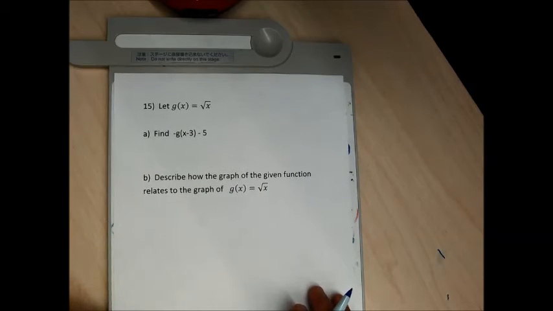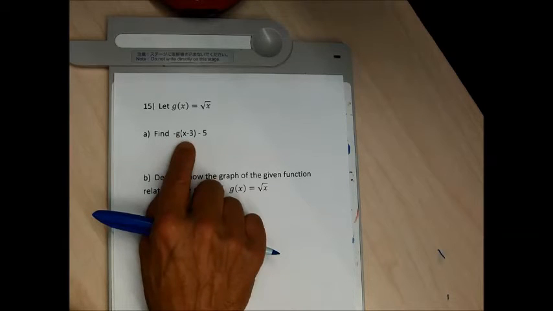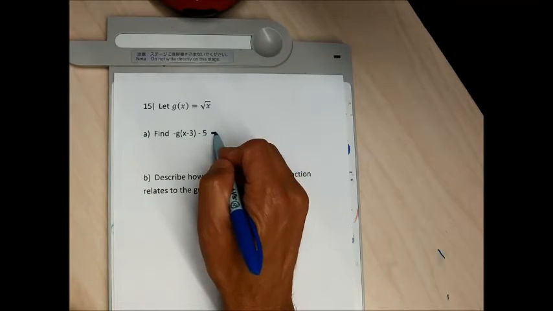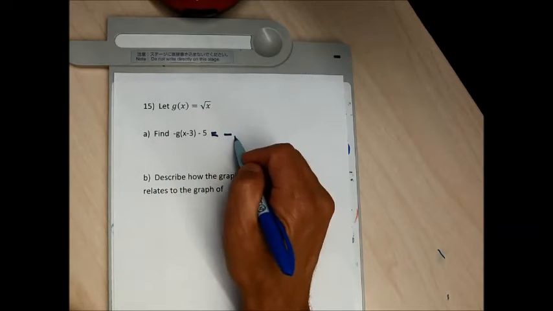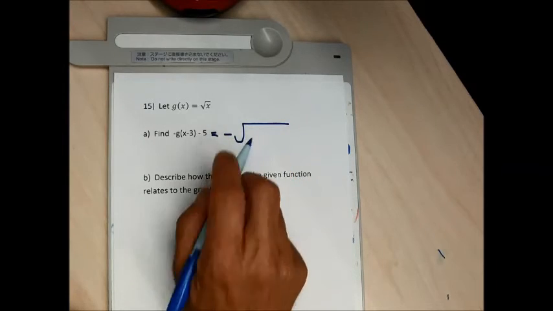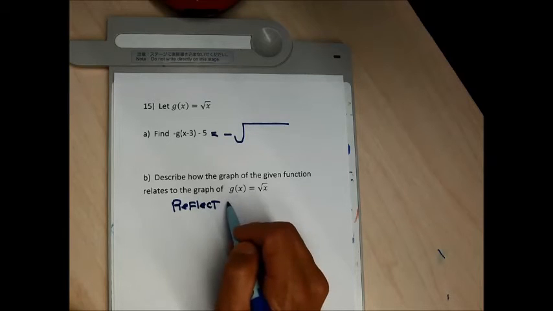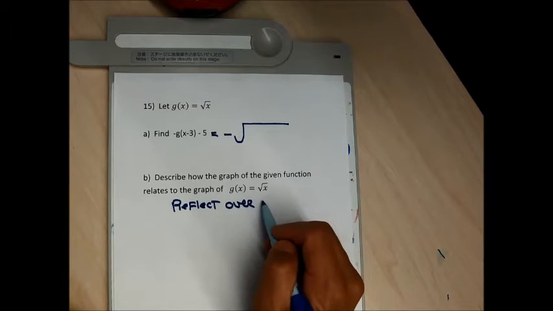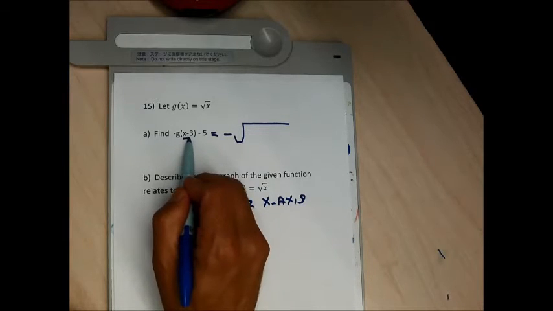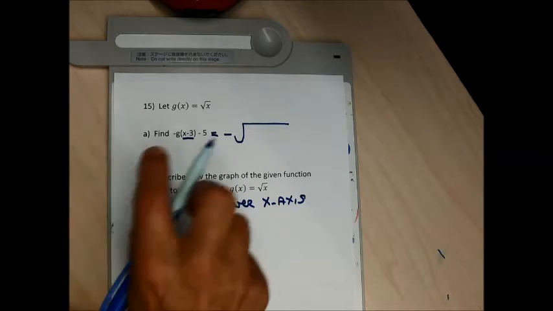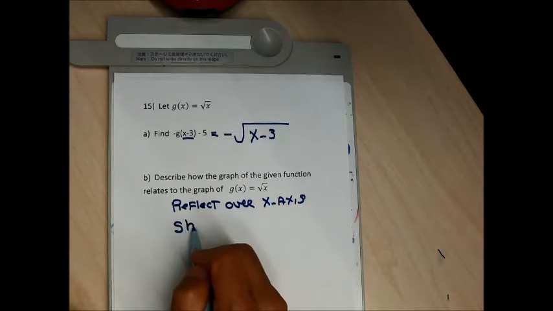15 gives me the function g of x equals the square root of x. It wants me to find negative g of x minus 3 minus 5. The negative, because it's written in front of the g, is going to get written in front of the square root when I go to find each function. That's going to reflect the graph over the x-axis. When I go to describe what the graph gets done, that negative reflects the graph over the x-axis. The x minus 3 part of this, because it's in a parentheses, is going to go under the radical. That's going to shift the graph right 3 units.